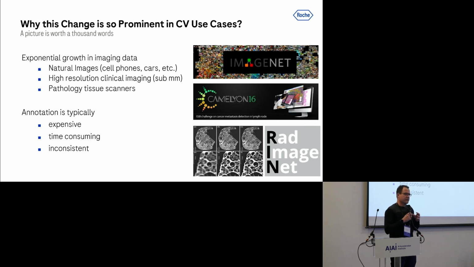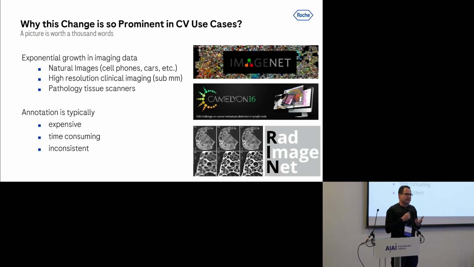And this has changed dramatically, I think, in computer vision use cases for two main reasons. One is the exponential growth of the amount of data that we have, the imaging data coming from natural sources like cell phones, cameras, etc. And also in the medical field, from high-resolution CTs to digital pathology scanners. So we have basically trillions or more of pixels that give us a lot of opportunity in this field of deep learning.